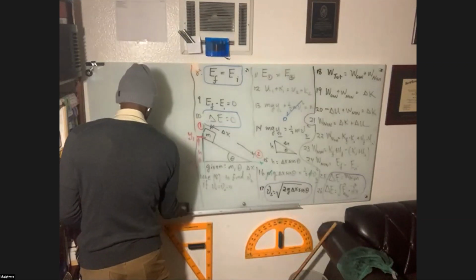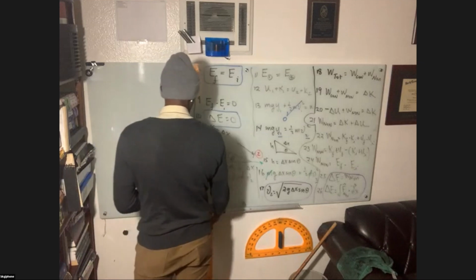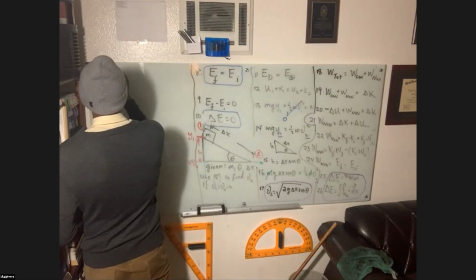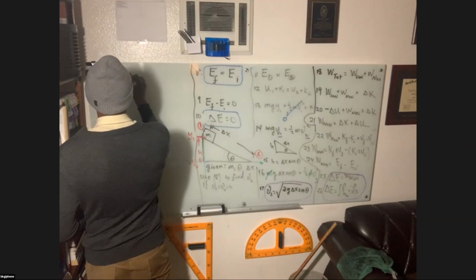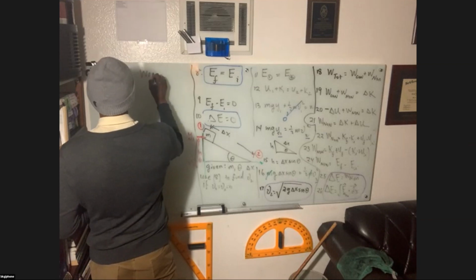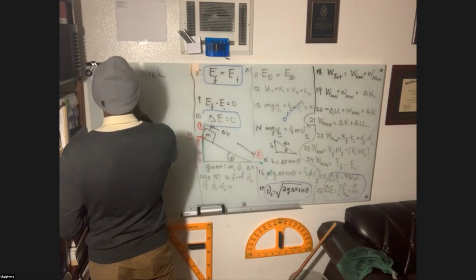So equation 25 is the modified work energy theorem. And they call it the modified work energy theorem, I guess, as opposed to the modified conservation of energy theorem, because it kind of looks like work energy. It has that form.